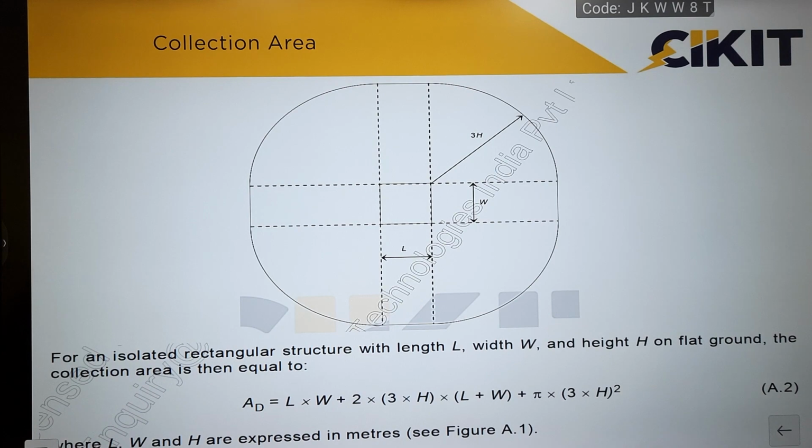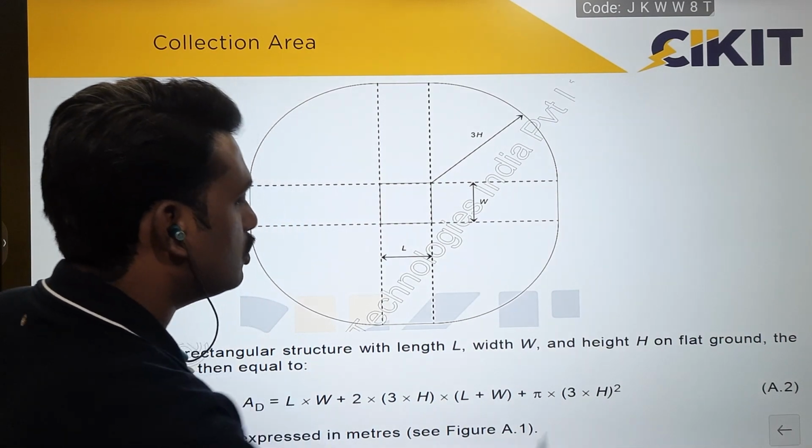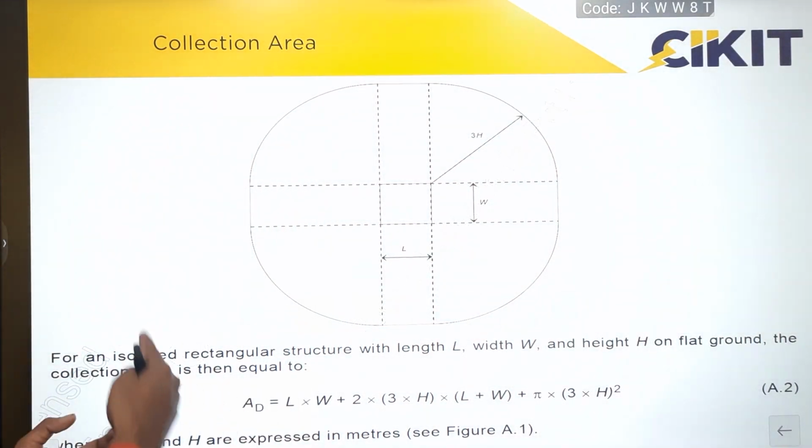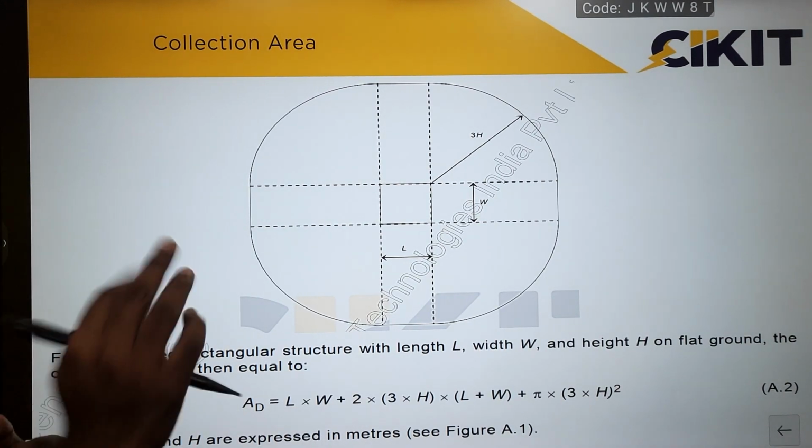So this is the collection area. If you can observe this formula, it is mainly depending on the height. So 3 into height, and 3 into height is the whole square. Based on the height, the collection area will be different, increasing. So if the height increases, the collection area will be increasing, which as a result, ND will be increasing.